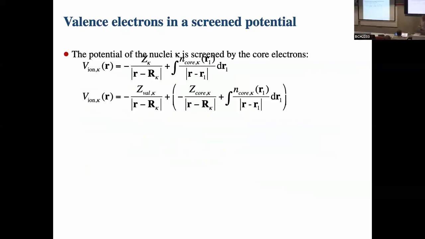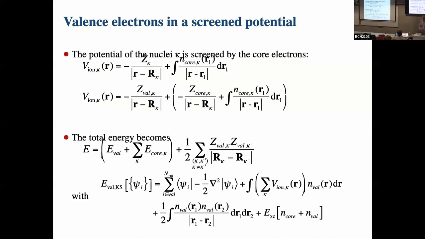One way to do that is to consider an ionic potential, which is the potential due to the nuclei plus the part that is due to the core electron. When you do that, you can write a formal expression that gives you the energy for the valence state only, okay? That requires only the wave functions for the valence. The external potential is now due to the nuclei plus the core electrons, and then you have the density that is only for the valence electron.